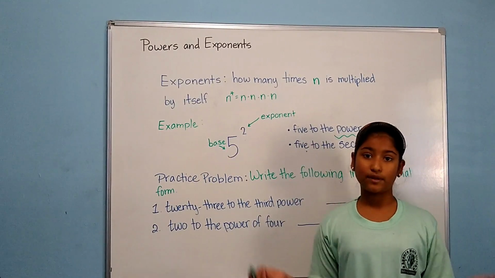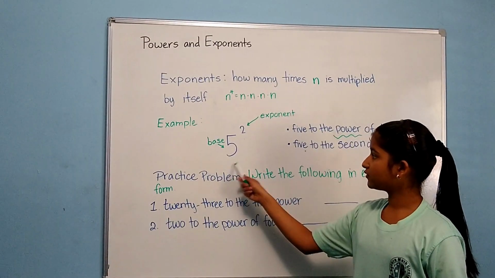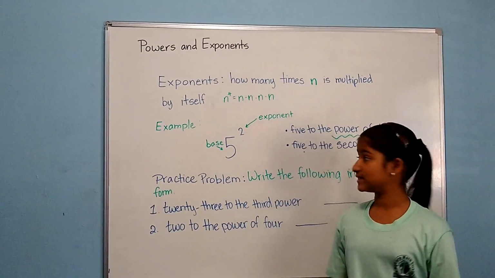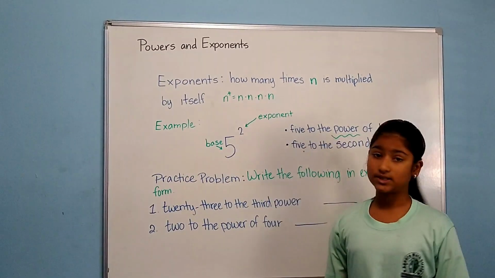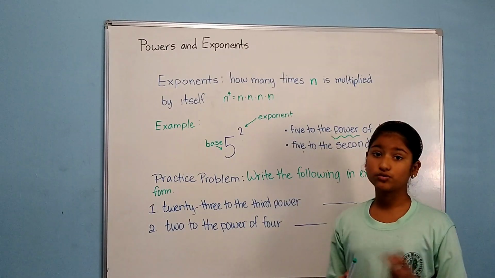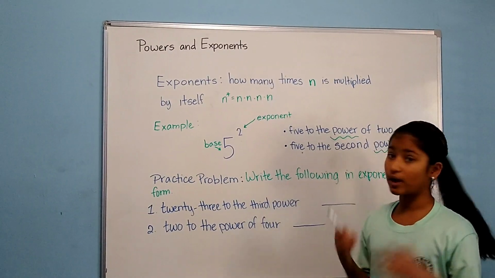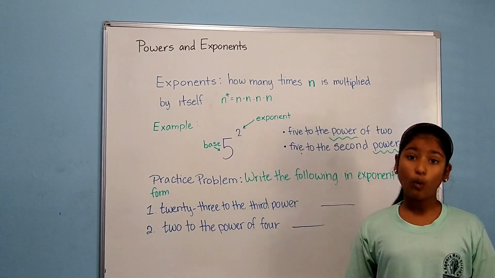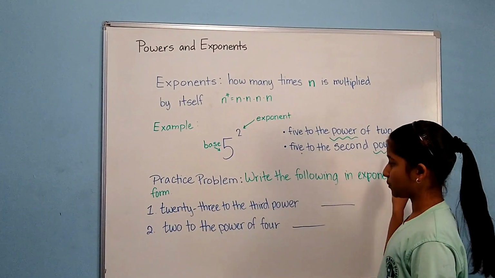Now here's an example of an exponent. 5 to the power of 2. In this case, 5 is the base and 2 is the exponent. 5 is raised to the second power, so 2 is the power. And you can say this as 5 to the power of 2 or 5 to the second power.